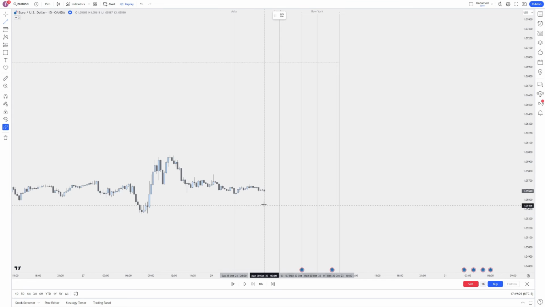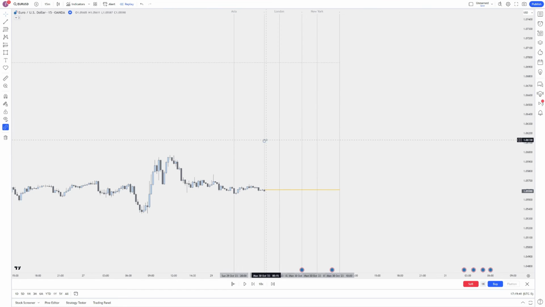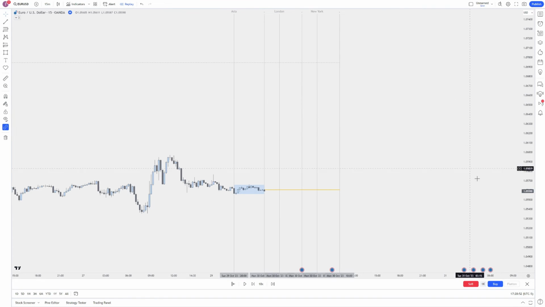So this is 12 AM. We can also mark out the midnight opening price. If I just extend that out, and we'll make that nice, big and yellow. Okay. So once we've done this, I'm just going to box off this session as the accumulation. So I'll do that in a light blue. There we are. Okay.